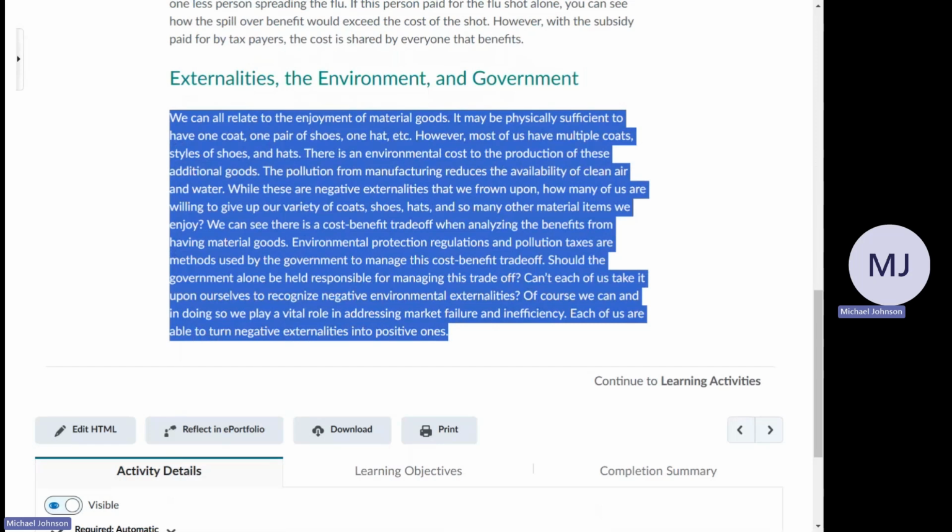Should the government alone be held responsible for managing this trade-off? Can each of us take it upon ourselves to recognize negative environmental externalities? Of course we can, and in doing so, we play a vital role in addressing market failure and inefficiency. Each of us are able to turn negative externalities into positive ones.